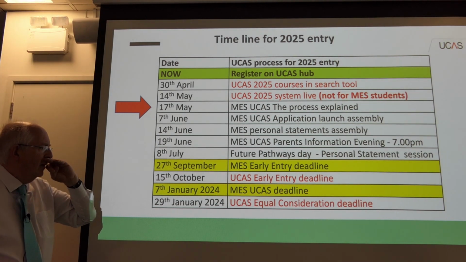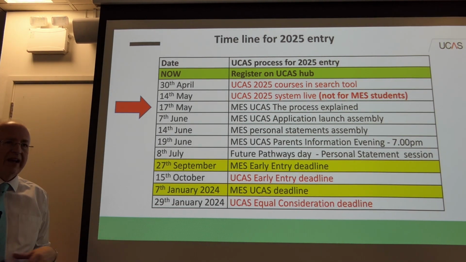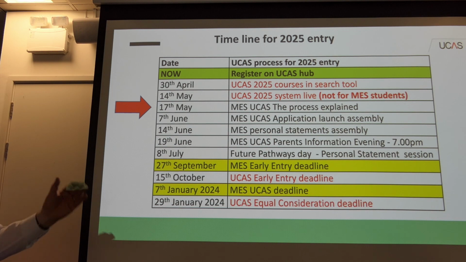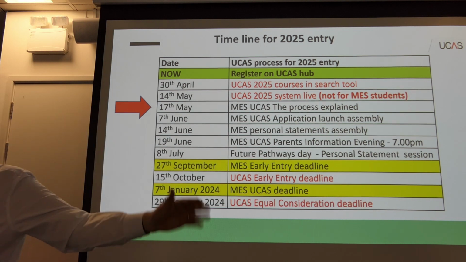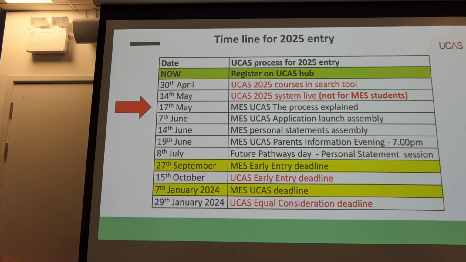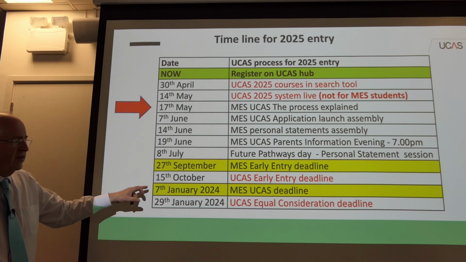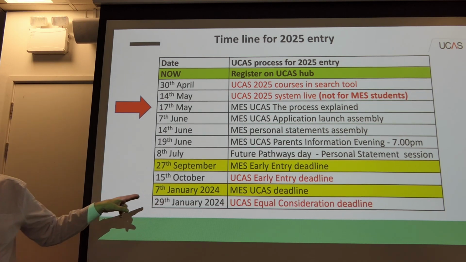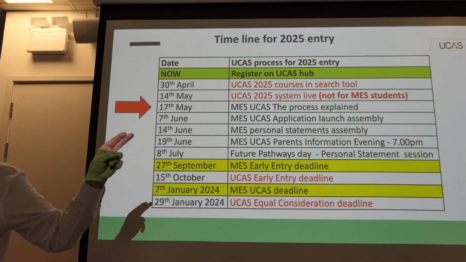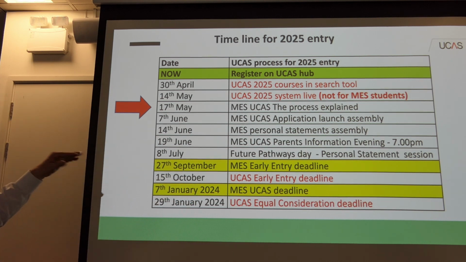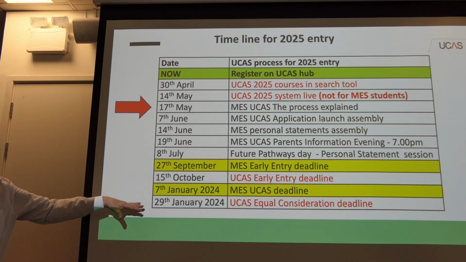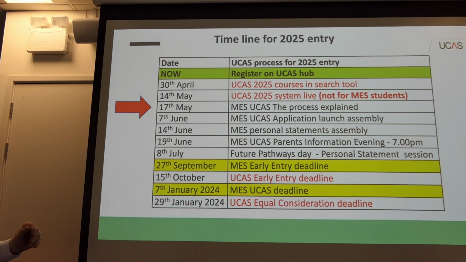15th of October is the UCAS early entry deadline from UCAS. In other words, by 6 o'clock on that day, not a minute after, the applications have to be submitted. And the 7th of January, which is the second day of the spring term, is the school deadline for UCAS. Okay. And then finally, the 29th of January is the UCAS equal consideration deadline.